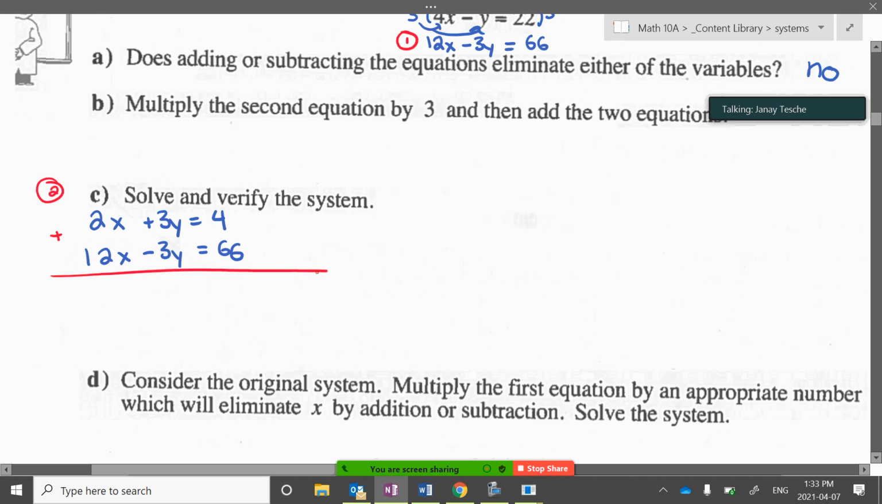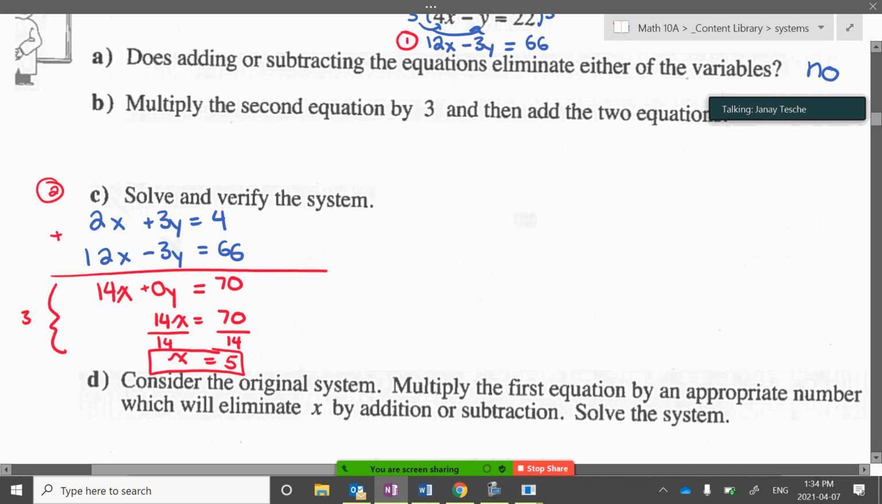So when I add my 2 equations, 2x plus 12x gives me 14x's. 3y plus a negative 3y gives me 0 y's. You don't actually have to write in 0 y. I'm just doing that because it's our notes and just to make sure everyone's understanding. 66 plus 4 gives me 70. So I divide both sides by 14. X is then equal to 5. So that process there is our step 3.